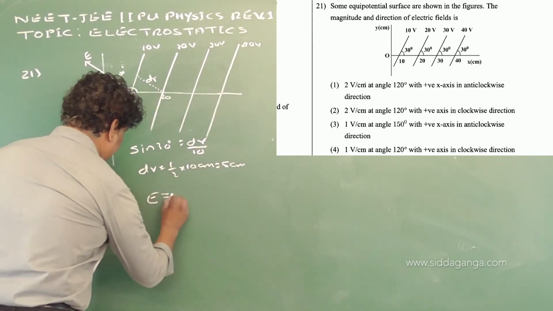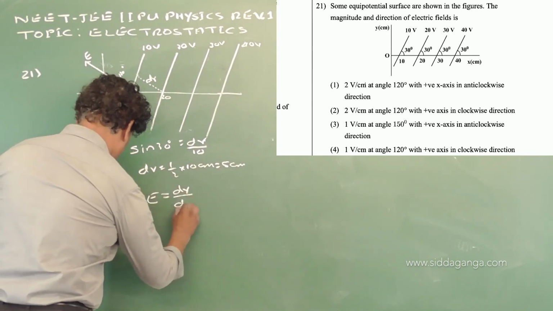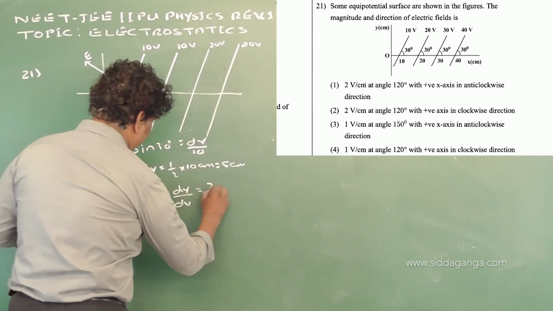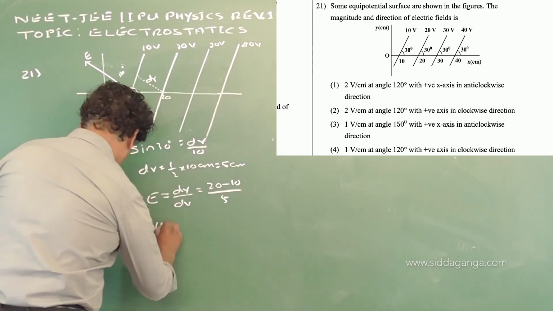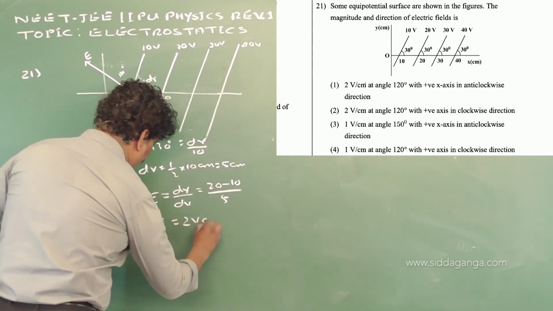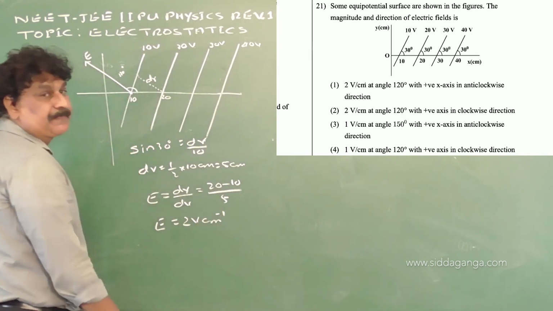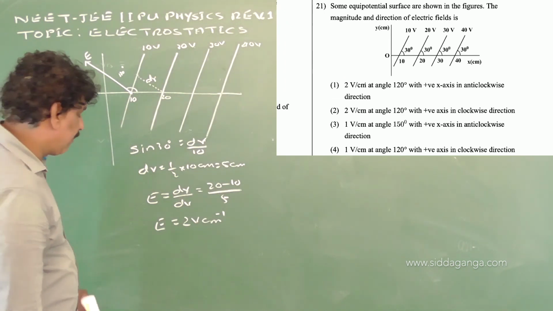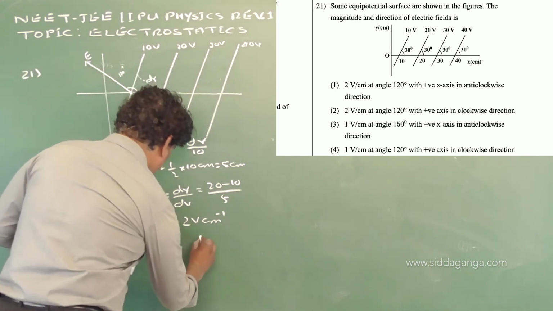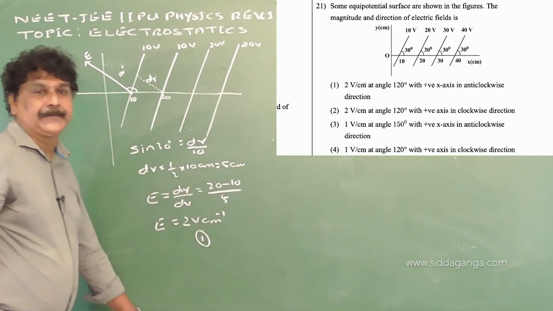Now E is equal to dV by dr, that is potential difference 20 minus 10 divided by 5, or E is equal to 2 volt per centimeter, in a direction making an angle 120 degree in anti-clockwise direction. Therefore, the right option is 1.